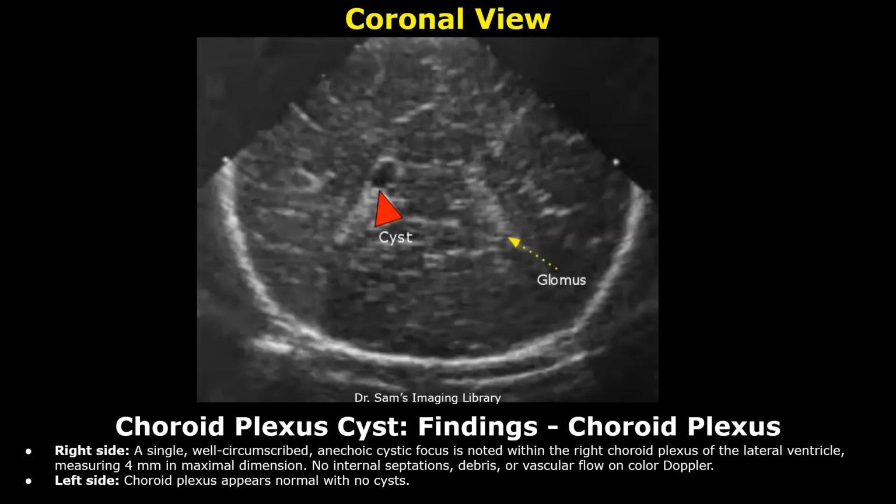These are the findings of the choroid plexus. Right side: a single, well-circumscribed anechoic cystic focus is noted within the right choroid plexus of the lateral ventricle, measuring 4 millimeters in maximal dimension. No internal septations, debris, or vascular flow on color Doppler. Left side: choroid plexus appears normal with no cysts.